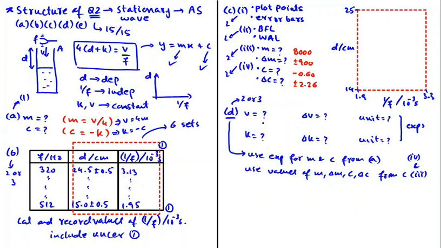I have already done that for this question, and this is what I got. V came out to be 32,000 centimeter per second. Uncertainty in the value of V came out to be plus minus 4,000 centimeter per second. The value of K came out to be 0.60 centimeter, and the uncertainty in the value of K came out to be plus minus 2.26 centimeter. So students, always remember that in graph question, to do part D, we always use expression from part A and values from C part 3 and 4, right?